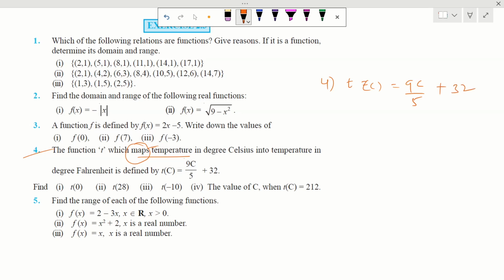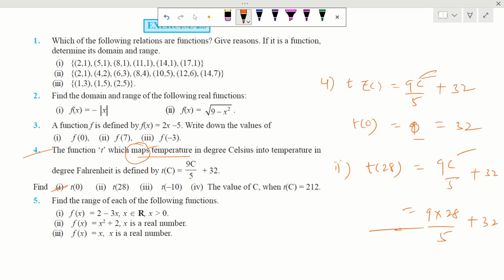Then we have to put T of 0. T of 0 means what? We have to put a 0 value in the C. So 9 times 0 divided by 5, then we are having 32 here. And the second one is T of 28. T of 28 means, in the equation 9C divided by 5 plus 32, in the C we have to put 28. 9 into 28 divided by 5 plus 32. Likewise you find all these values.